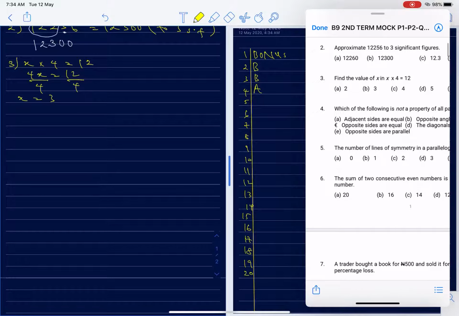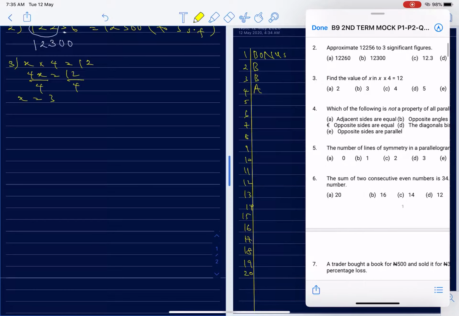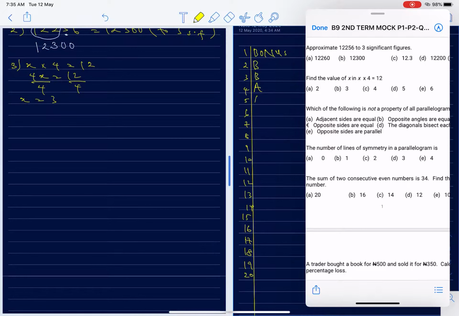What's number 5? The number of lines of symmetry of a parallelogram. A parallelogram doesn't have any line of symmetry, so that's A. Mind you, a line of symmetry is a number of ways in which you can fold the shape into two equal halves. And there's no way you can ever fold a parallelogram into two equal halves.